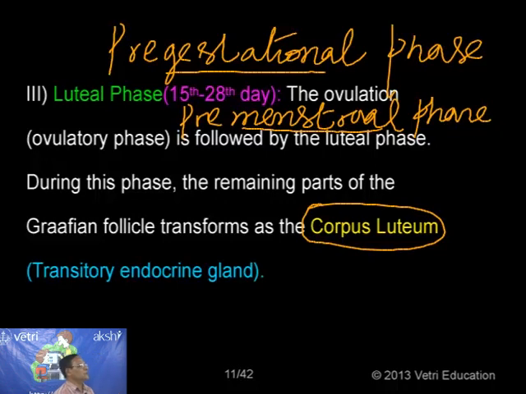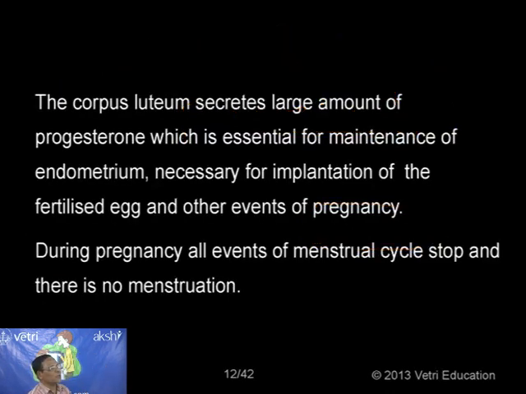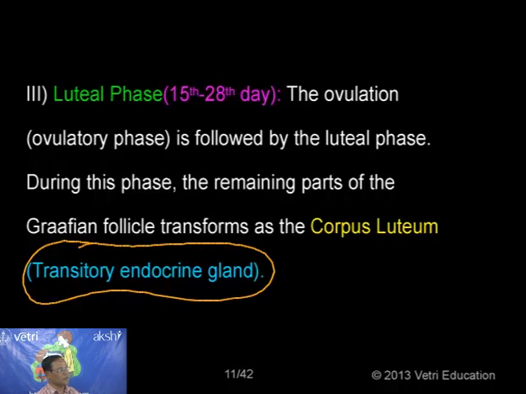Now what is happening? On day 14, the egg is released. Day 14, when the egg is released, is called the ovulation day. And what will happen after ovulation? The empty follicle cells, the ruptured Graafian follicle, get transformed into a transitory endocrine gland called the corpus luteum, because its function is to secrete one hormone, namely progesterone, to maintain the pregnancy. That's why it's called the pregnancy hormone.